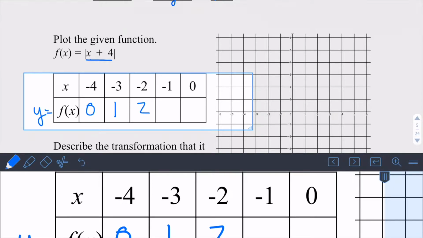And then if we plug in -1 for x, we get -1 plus 4, which is 3, and the absolute value of 3 is just 3. And if we plug in 0 for x, we get 0 plus 4, which is 4, and the absolute value of 4 is just 4.